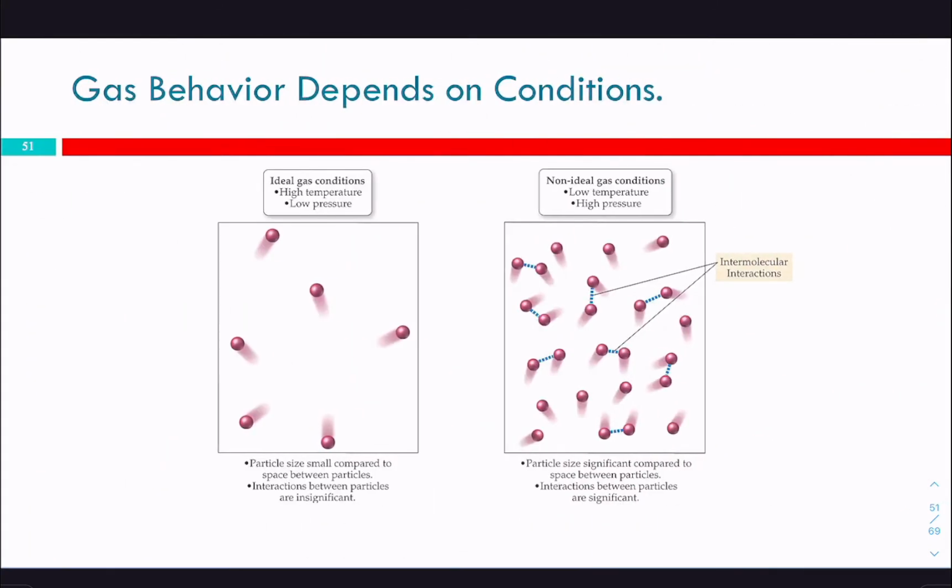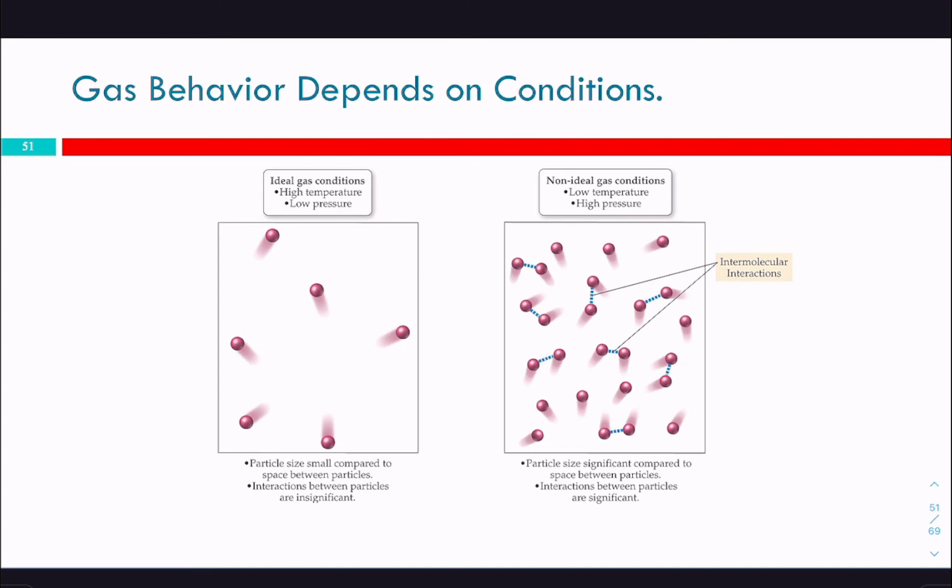Cool. So up till now, we've only been talking about ideal gases, which obviously is not going to be all gases. Typically, ideal gases become non-ideal gases when you start moving to extremes. So in our ideal gas conditions, we have high temperatures, low pressures, meaning that we have particles moving very fast and not very many particles. Then our particle size can be small compared to the space between particles, and interactions are insignificant.